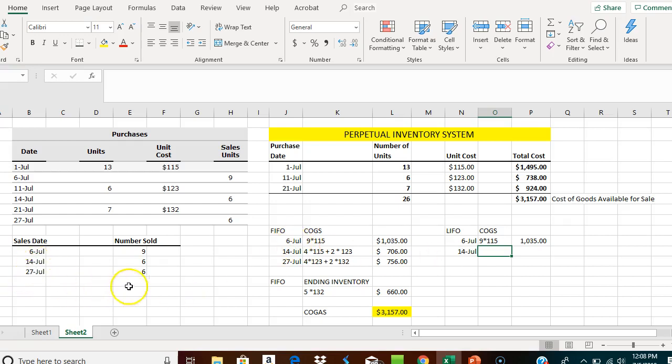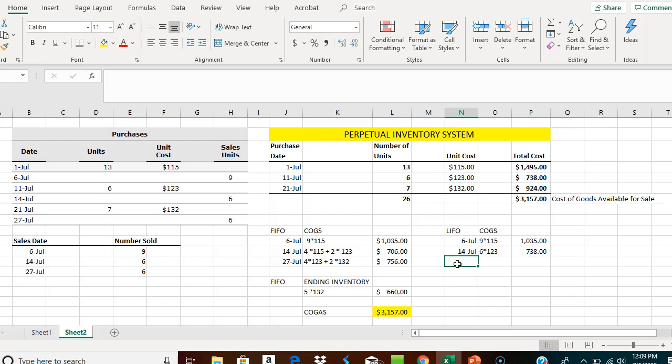Okay. Then on July 14th, we sold 6 units. We're still doing LIFO. So which 6 units did we sell on July 14th? Well, under LIFO, it would be last in, first out. The last purchase before the sales date was on July 6th. And guess what? On July 6th, we purchased 6 units. So under the LIFO cost flow assumption, we're going to assume that the 6 units sold on July 14th came from our July 6th purchase date. It was 6 units at $123.